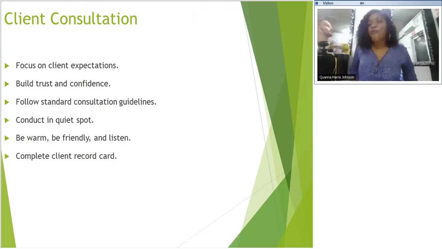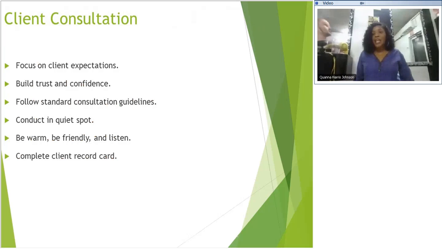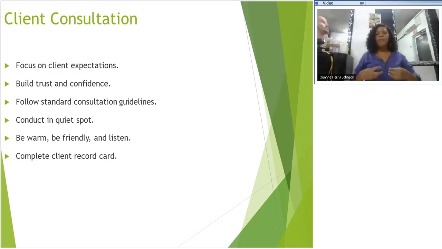For every service that we perform in the salon, we are going to consult. Many persons opt out, or they don't do this part of it. But consultation gives you an idea of exactly what the client wants. You allow the client to express themselves, and it will build confidence between you and your client. Follow the guides. Make sure that you focus on what the client really wants, and you do this in a quiet area. Be warm and friendly to your client and listen, and make sure you are recording what is being talked about between you and your client. As I said, we must consult with our clients, making sure that we know exactly what it is that our client desires from us.